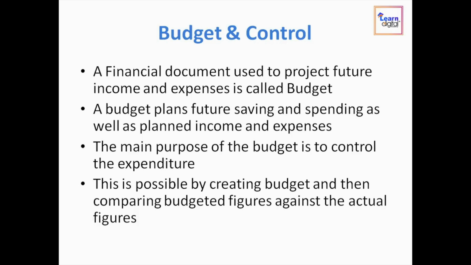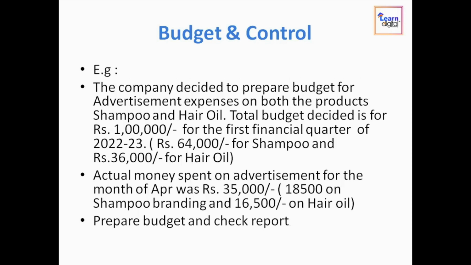So let's start with budget and control in Tally. We have one example. Suppose our company decided to prepare a budget for advertisement expenses on both the products. We have shampoo and hair oil. These are the two products that we have. So the total budget decided is rupees 1 lakh for the first financial quarter of 22-23. That means it is for April 22, May 22 and June 22.